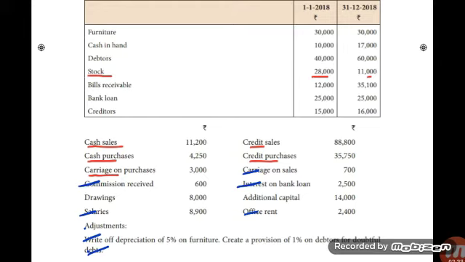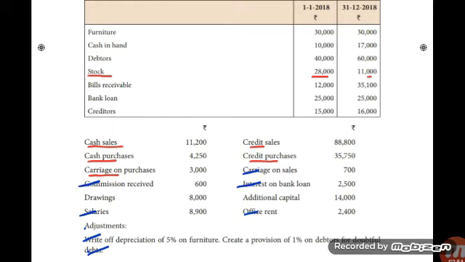So your next step is the preparation of trading and profit and loss account. Draw the account and write the title Trading and Profit and Loss Account for the year ending 31st December 2018. Then first item in trading account, opening stock, enter as To opening stock 28,000. Next, To purchases. It has cash purchases and credit purchases. So write the amount in inner column.